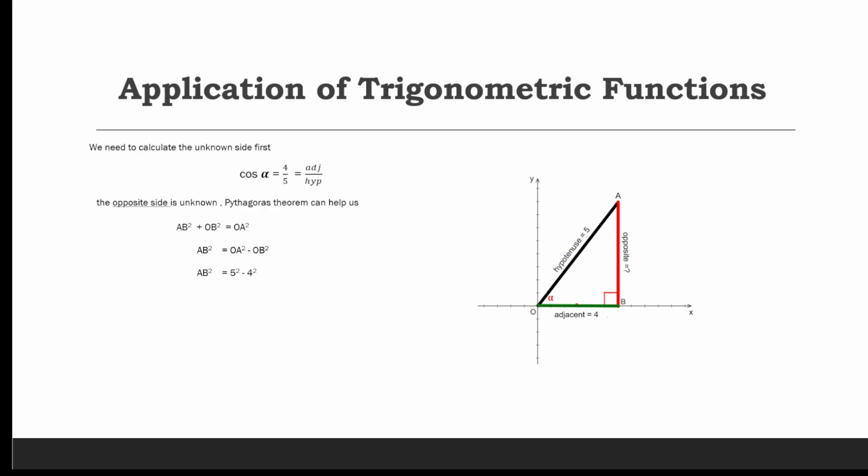So AB squared is equal to OA squared minus OB squared. Substituting the values, where OA is 5 units and OB is 4 units, we would apply our knowledge of exponents. 5 squared gives us 25 and 4 squared gives us 16, and the difference gives us 9. AB squared equals 9, and then we find the square root to yield AB. AB is equal to the square root of 9, and finally AB equals 3 units. So our opposite side is found to be 3 units.